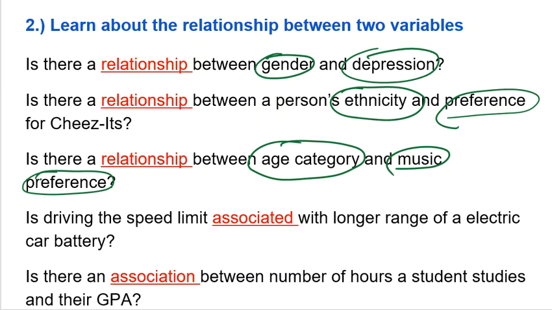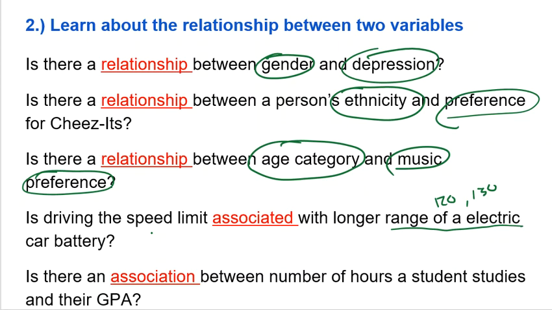Is driving the speed limit associated with longer range of an electric car battery? The range of the battery is one variable, and that is going to be a distance, like how long does it last? Does it go 120 miles, 130 miles? So that's going to be quantitative. But driving the speed limit, a lot of kids will say, oh, that's quantitative, it's a number. Well, no. I'm not asking for your speed. I'm asking, are you following the speed limit? That's yes or no. So yes, I follow the speed limit. If I follow the speed limit, will my electric car last longer? Will it drive more miles? If I don't follow the speed limit, I go too fast. Is that going to make me go longer, shorter? I mean, who knows, right? This is a question that somebody might want to know.